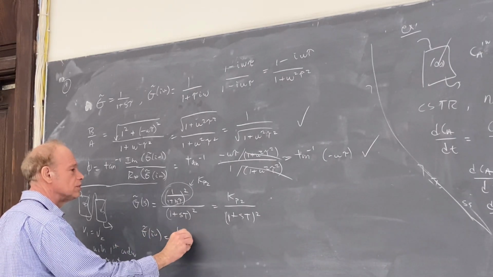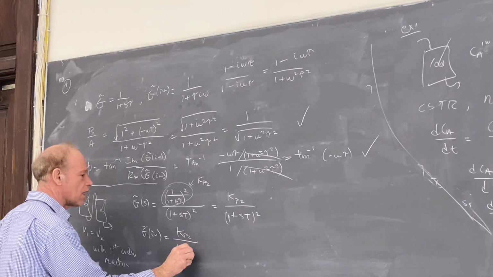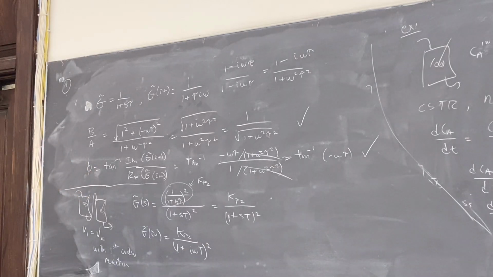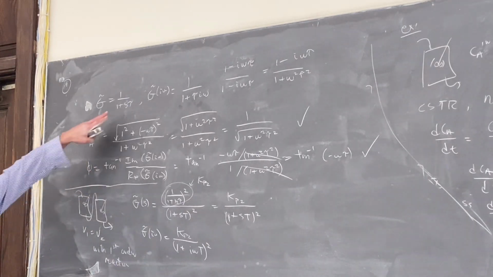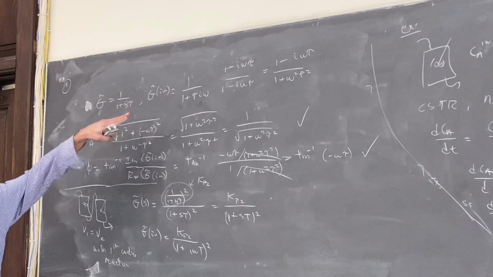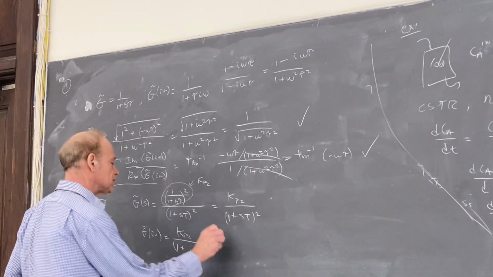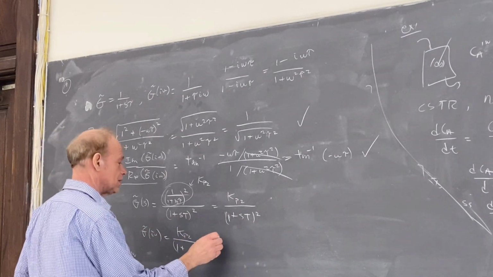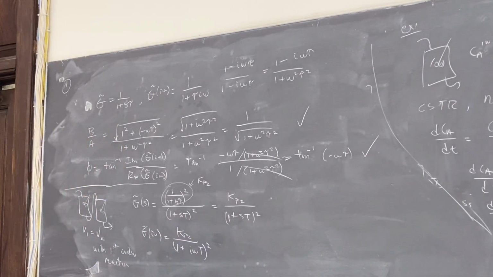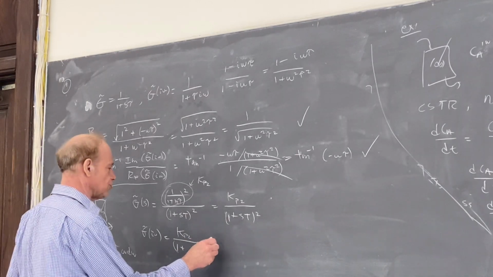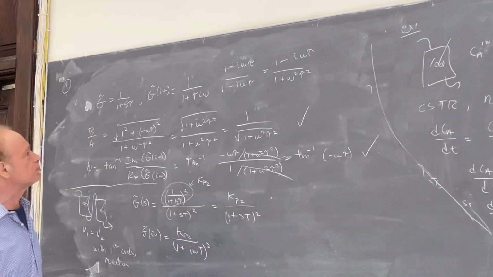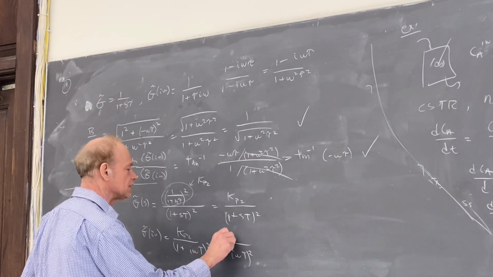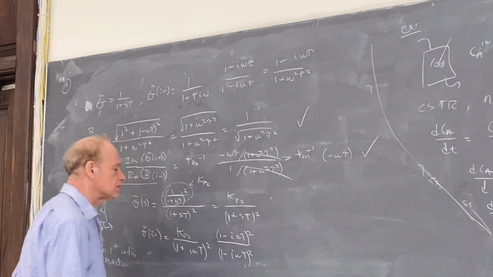Okay, so what's G tilde of I omega? That's Kp2 divided by 1 plus I omega tau squared. Well, that's just the square of this, so I don't have to do the algebra again. Okay, I can do the algebra again. So I'm going to multiply by 1 minus I omega tau squared, 1 minus I omega tau squared.